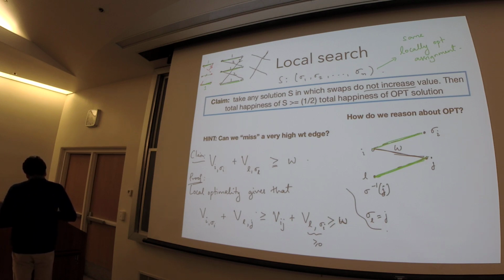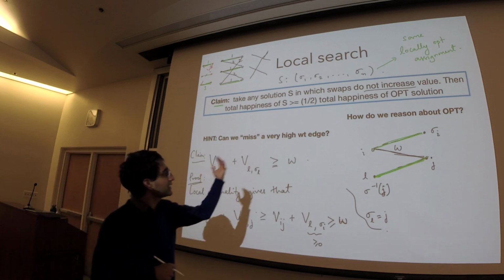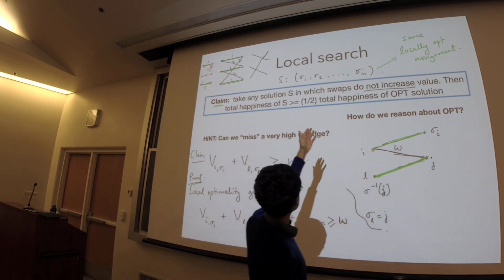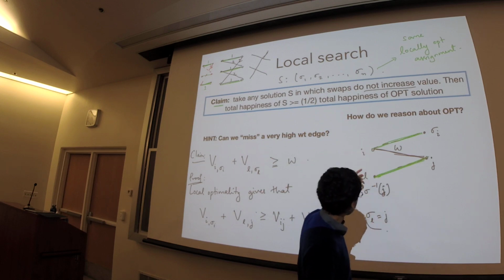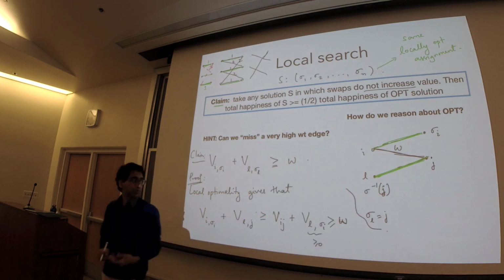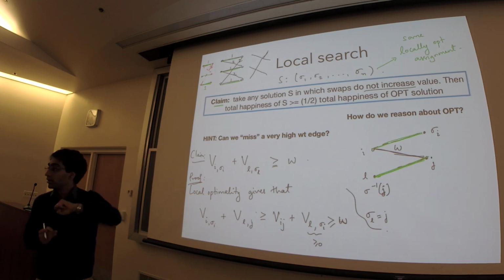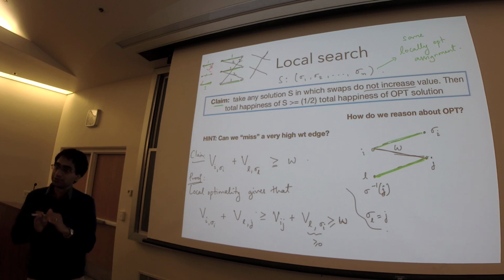Okay, so now let's try to show this claim more formally. Right now all I have said is that if I take any edge and look at the locally optimal solution, then the happiness value of this i plus the current happiness value of this l is at least the weight of that. Let's now use that to show that the total happiness of this locally optimal solution is at least half the happiness value of an optimal solution, which you don't know.